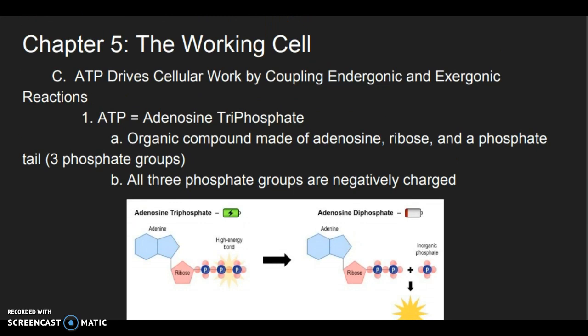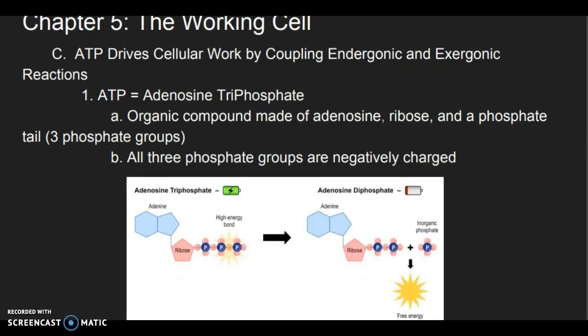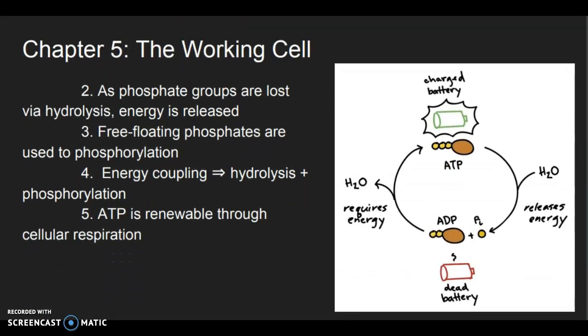Now, ATP is seen as the central energy of a cell, and it drives cellular work by coupling these two different types of reactions together. ATP has phosphate groups, and these phosphate groups are very important because they can be used for phosphorylation. As phosphate groups are lost through hydrolysis, energy will be released.